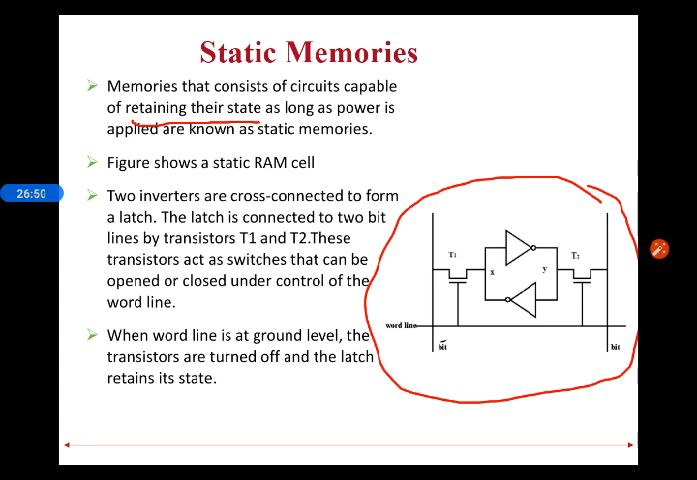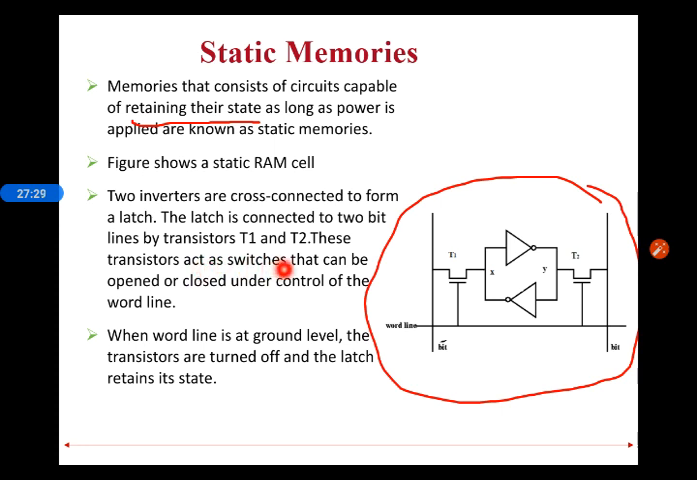I think you have studied transistors and inverters in the previous semesters. For the construction of this static RAM cell, we are using two inverters. In the diagram you can see two inverters, cross connected to form a latch. The latch is connected to two bit lines by transistors T1 and T2. Here you can see two transistors, T1 here and the second transistor T2 here.